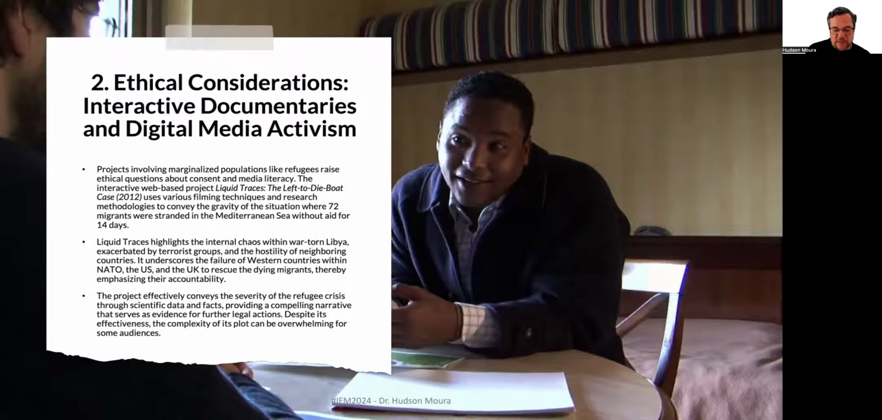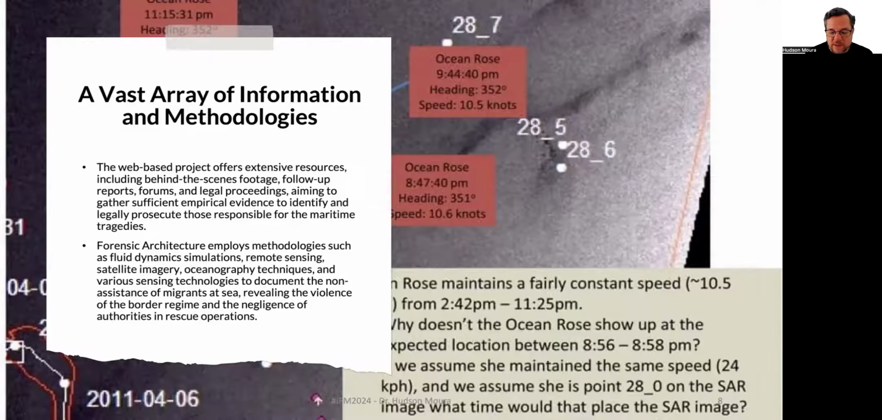Despite its effectiveness in conveying the severity of the situation, Liquid Traces can be overwhelming for some audiences due to the complexity of its plot and the number of factors at play. However, using interactive web-based strategies enhances the project's impact and enables users to explore the different angles of the story. Liquid Traces exposes the complexities of the refugee crisis and the political factors while raising awareness and making countries accountable for the dire conditions that migrants face when fleeing war and seeking asylum.